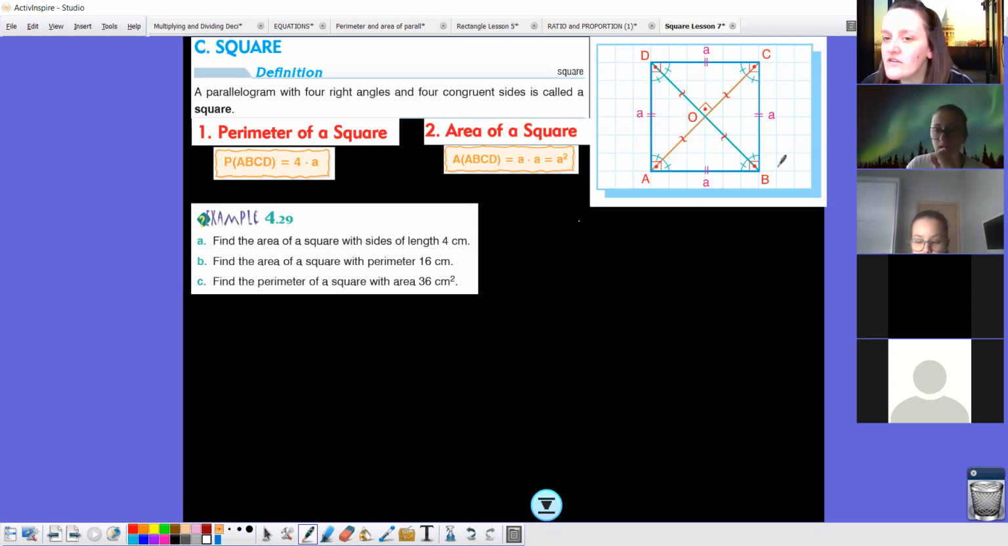Here, the diagonals are the same. They bisect each other. AO is equal to OC, BO is equal to OD, and they are all equal to each other. Also the diagonals are perpendicular to each other. What does perpendicular mean? They cross at a 90 degree angle.